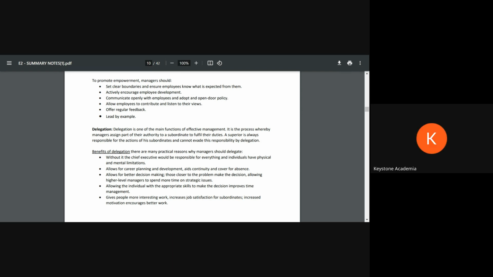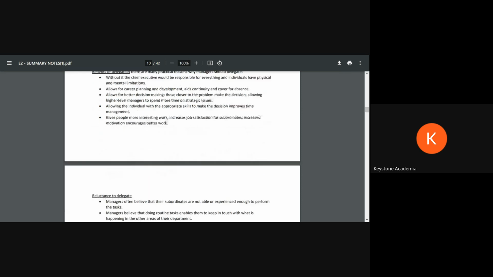Okay, good job. Delegating can be a time consuming process, because sometimes the managers might have to train the employee in order to delegate the work. So the manager might avoid it because of this training. Okay, really good.